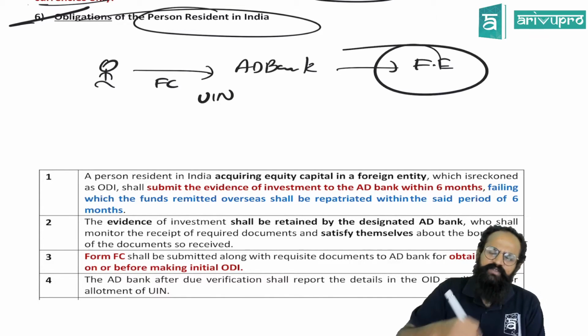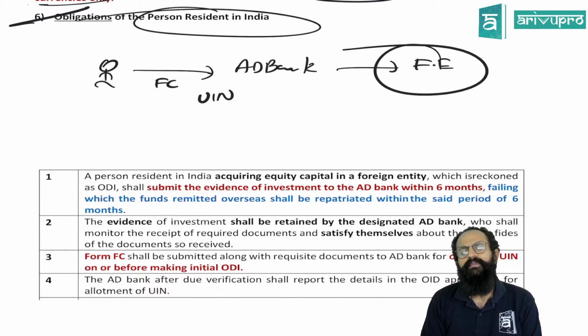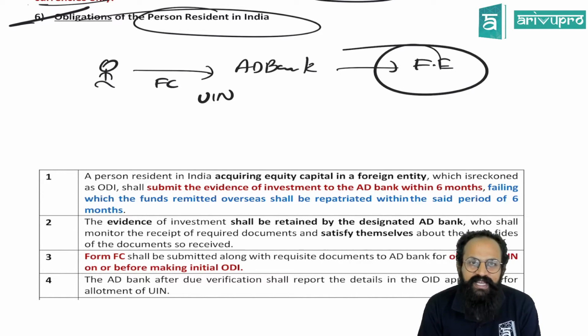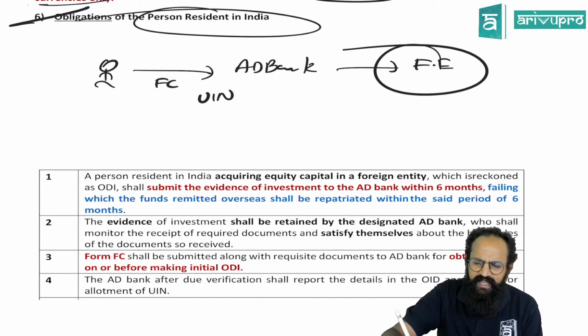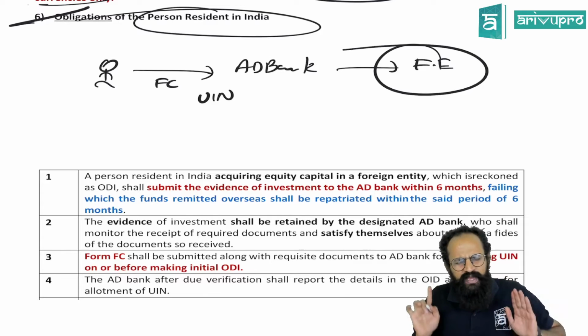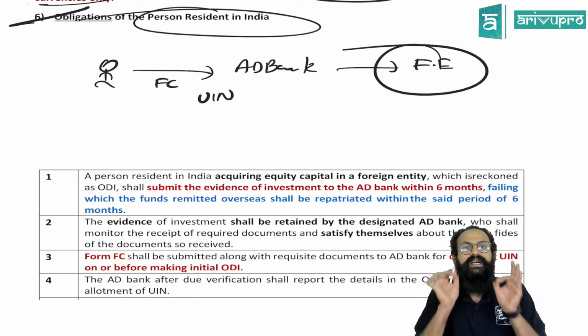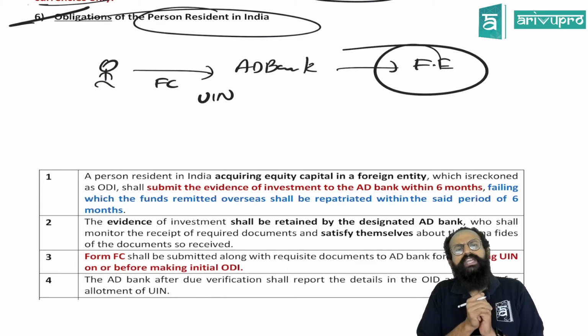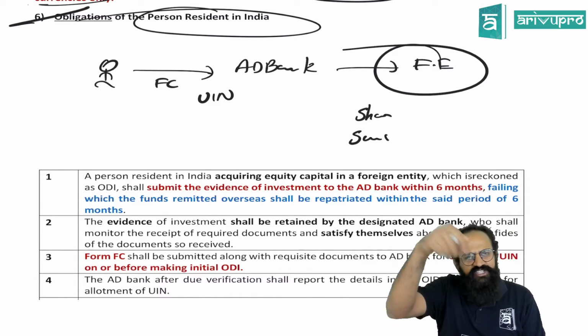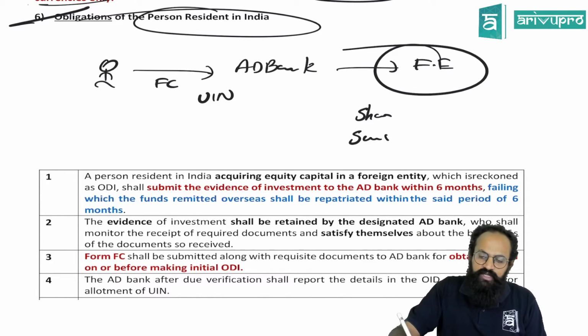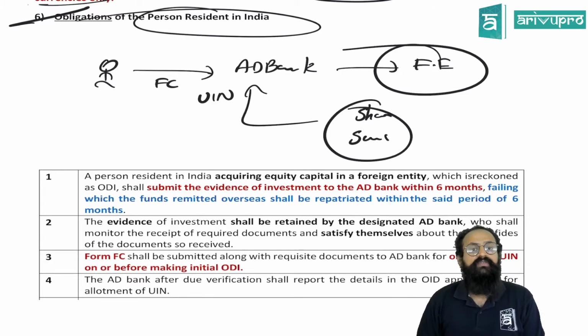What is the guarantee that you invested in the foreign entity and did not do some other things which are not allowed? So, the obligation on you is that you have to submit to the AD Bank the evidence of investment from the foreign entity. What can be the evidence of investment? It can be shares, or securities given by them. Will they give you an equity share certificate? You have to give that evidence to the AD Bank. When should I give it? You have to give it within 6 months.